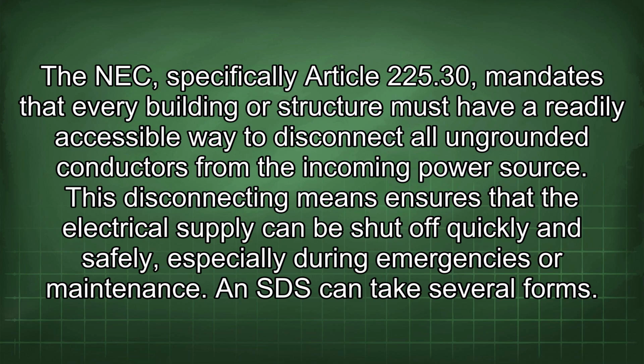225.30, mandates that every building or structure must have a readily accessible way to disconnect all ungrounded conductors from the incoming power source. This disconnecting means ensures that the electrical supply can be shut off quickly and safely, especially during emergencies or maintenance. An SDS can take several forms.